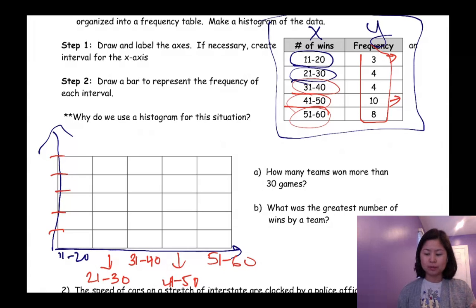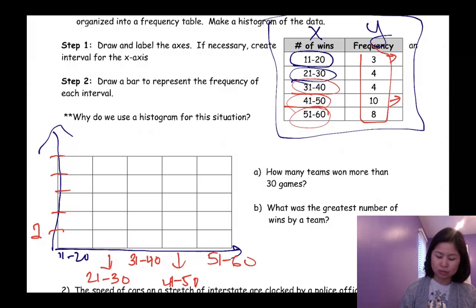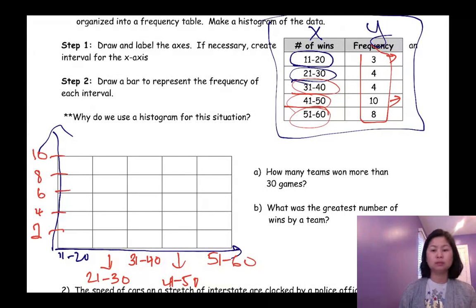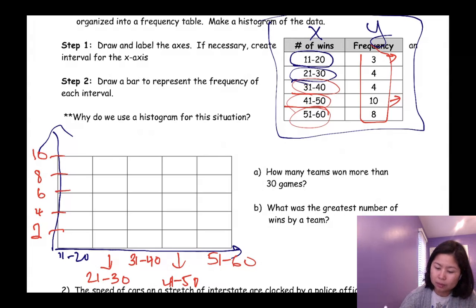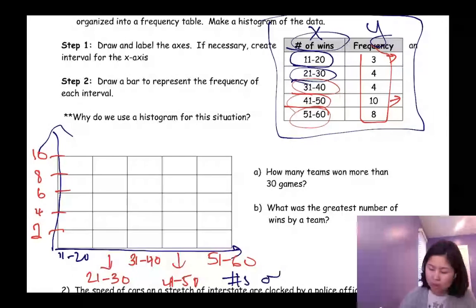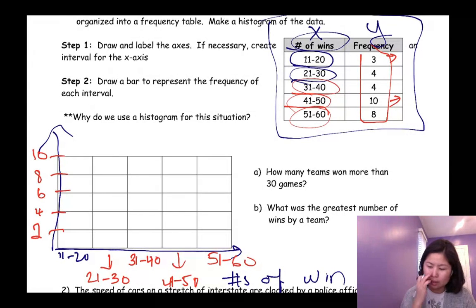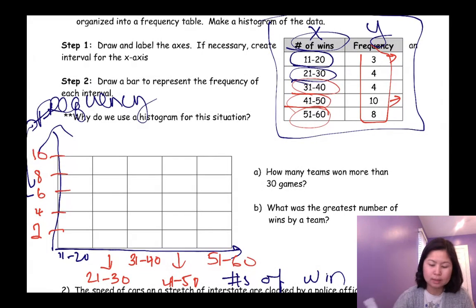Okay? So for this one, the highest is 10 and the lowest is 3. So I can see 1, 2, 3, 4, 5. So I can think my scale would be 2, 4, 6, 8, 10. The scale is up to you. I'm going to label my X-axis, whose title is, most of the time, given to you. Just a matter of you labeling it. Number of wins. And over here is the frequency. I don't have enough space, but I can write it over here. So that's how I label it.